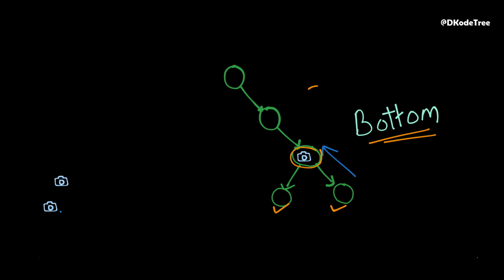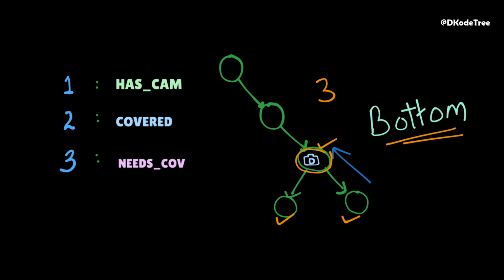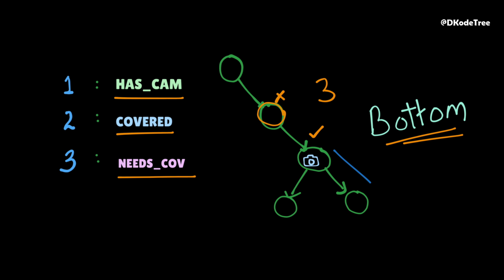And this leads us to define three possible states for any given node. The first state is has cam. That means the node has a camera like this one, and it covers itself, its parent, as well as its children. The next state is covered. This means the node is covered by a camera from one of its children, but it does not have a camera itself. As we are moving bottom up, we are considering the coverage from the children here to be clear. The third state is needs coverage.